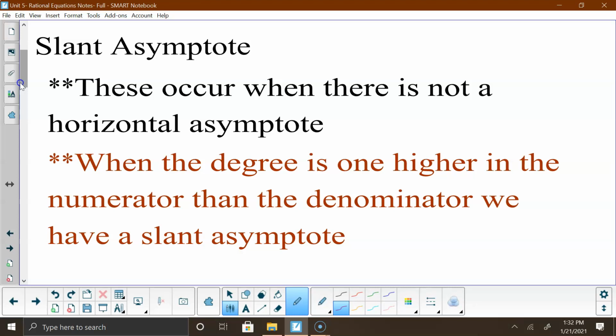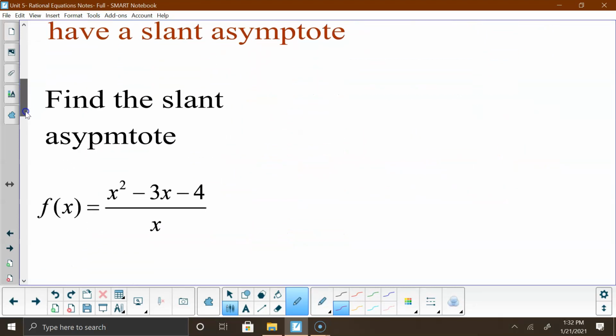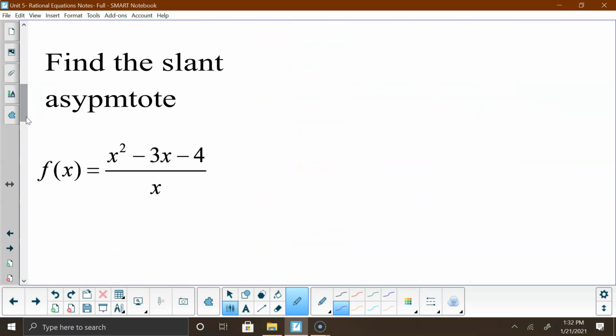So when it comes to slant asymptotes, and don't worry, I'll scroll it back so you're okay later. When we're looking at this, there's a philosophy that deals with the law of large numbers.